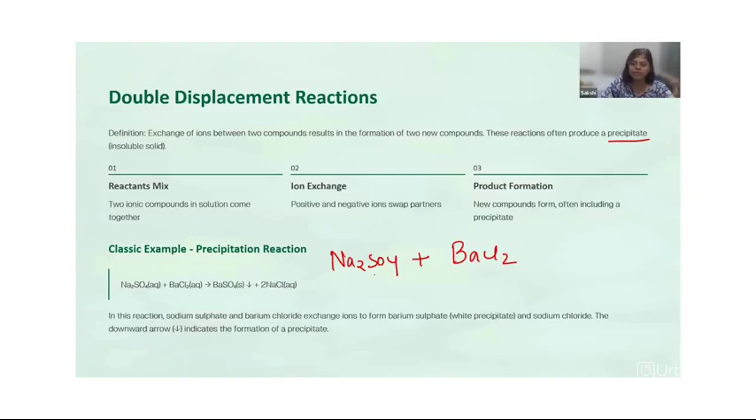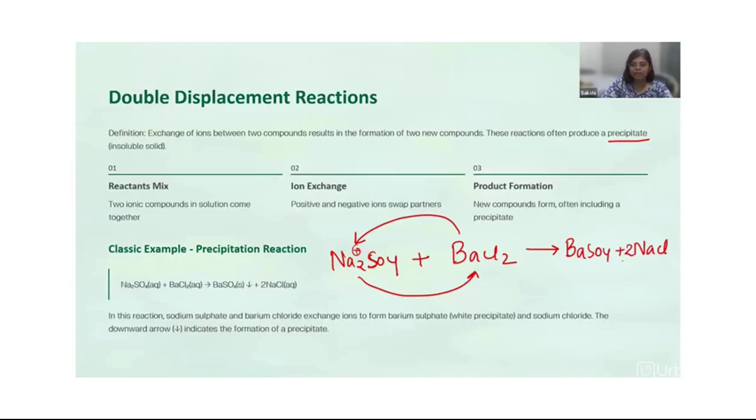What are ionic compounds? When metals and non-metals react to form a compound, it is an ionic compound. Here there is a transfer of electrons, which we will study in detail later. So these are ions. What is happening here? Barium comes in the place of sodium and sodium comes in the place of barium. The positive ion here would leave chlorine and come to the negatively charged SO4 2 minus. Sodium, which is positively charged, would come near chlorine, which is negatively charged. So we get barium sulfate plus NaCl.